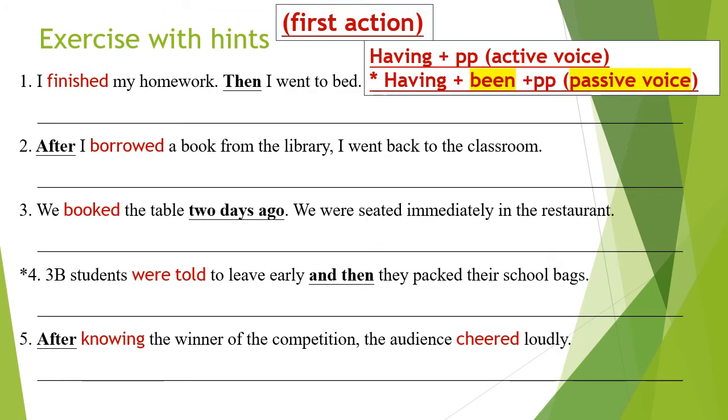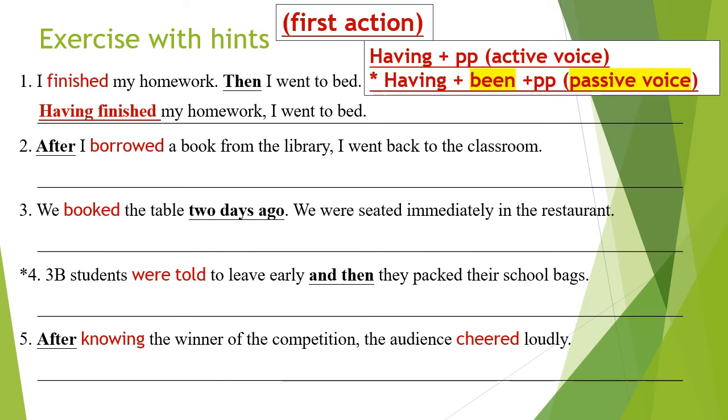All right, now it's your turn to see if you can do the following exercises. First identify the first action. I finished my homework, first action, then I went to bed. It's an active voice because we know the doer is I. So we use the having plus PP structure. Having finished my homework, comma, I went to bed.